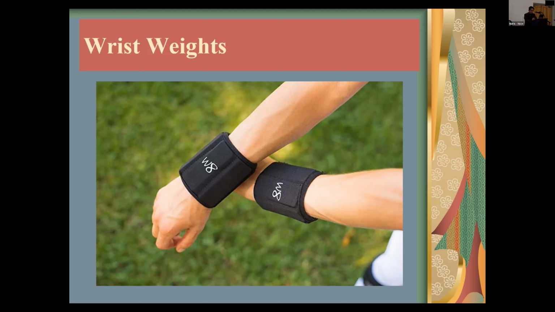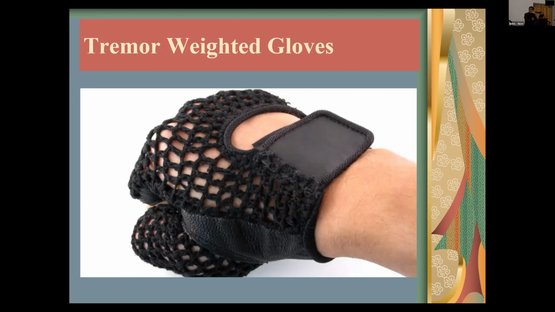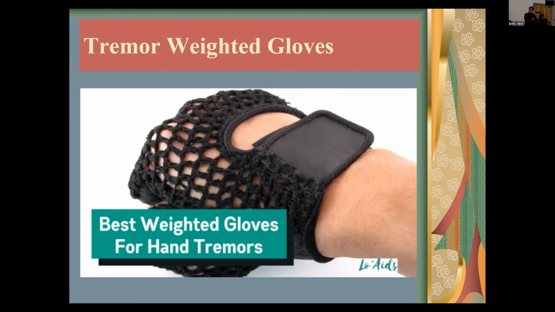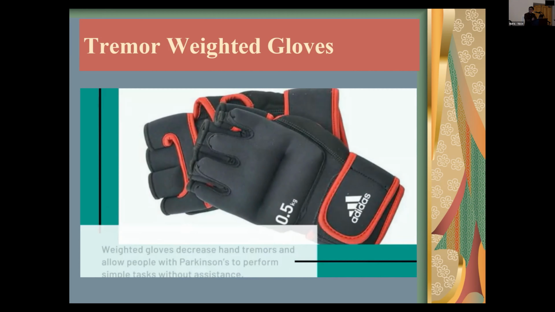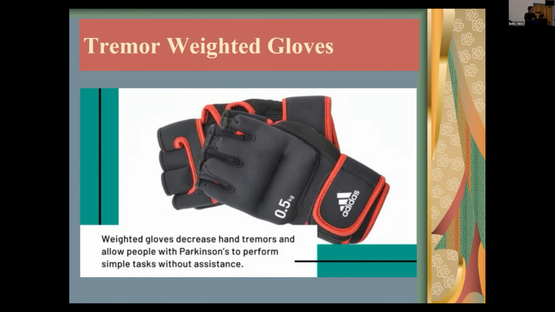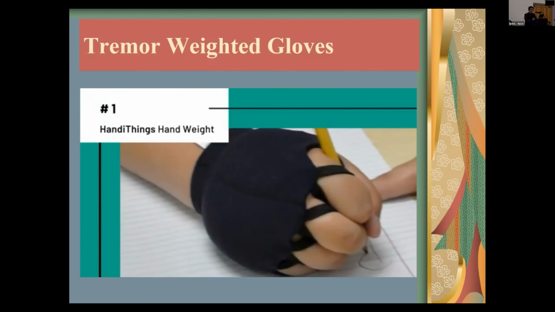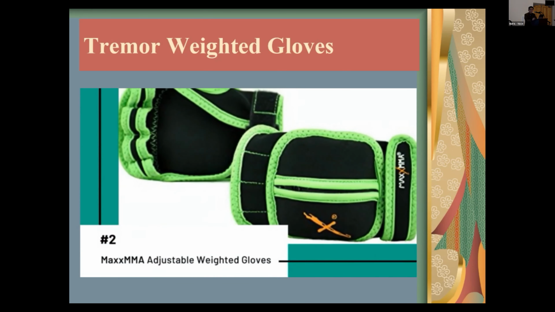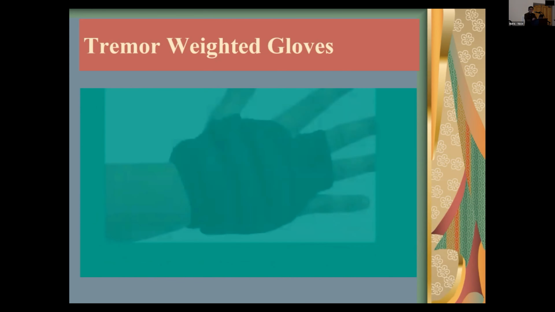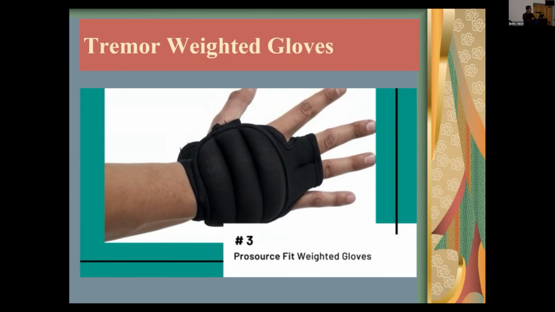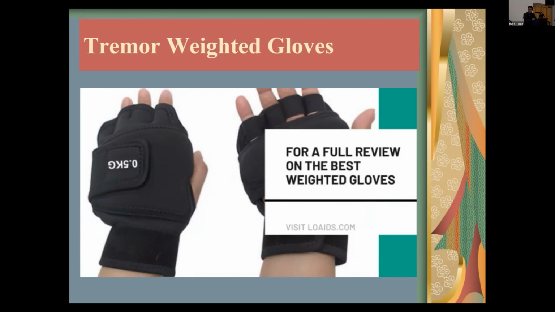You don't have to wear this all the time. You just put it on when you're doing something important, like signing your checks, writing, typing, using your cell phone. And then there's fancier tremor weighted gloves. You can purchase this online. These are easy to find. Just Google tremor gloves or tremor weighted gloves, and sometimes your occupational therapist or physical therapist will even make some of these gloves for you, tailor fit to your hand, as well as tailor fit to the amount of weight that needs to be put.